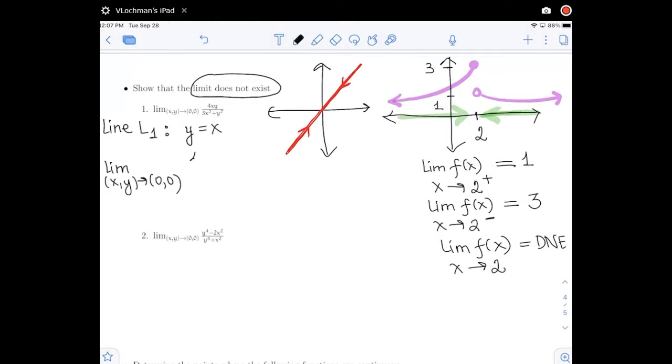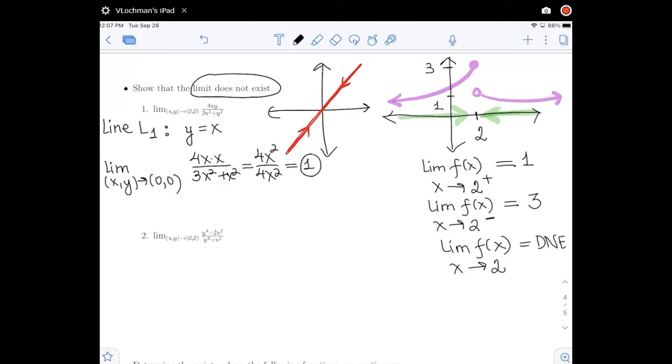Okay, so that would be 4x times x over 3x squared plus x squared. So that's 4x squared over 4x squared. Okay, that's just one. So one way to think about it is the following. Whatever the surface looks like, if I just follow the surface along the line y is equal to x, as I get closer and closer to 0, I'm going to be sitting at 1 unit above the plane, right? This is z is equal to 1. That's what my limit is.